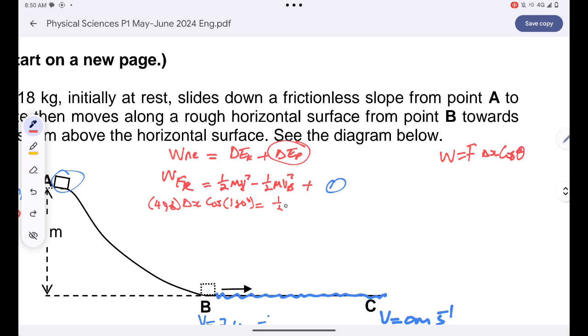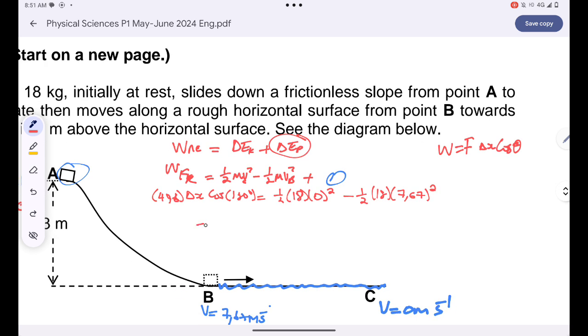On the right, that's 1 over 2 multiplied by 18, at position C. The crate will come to rest, so the velocity at C will be equal to 0, minus 1 over 2 multiplied by 18 multiplied by 7.67 squared. On the left hand side, I'll simply get negative 40.6 delta x. On the right hand side, I'll have 0 minus negative 1 over 2 multiplied by 18 multiplied by 7.67 squared. This will simply give me 529.46.